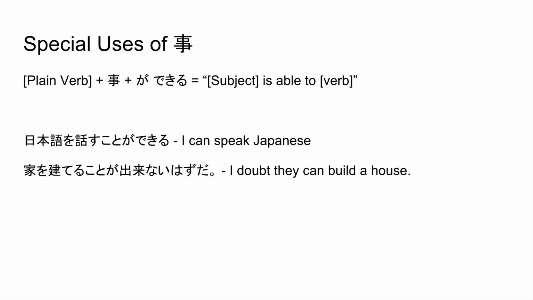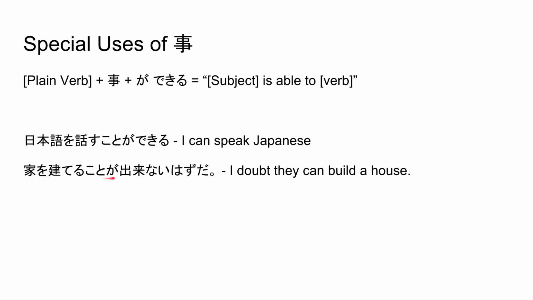Alright, here's another one. Plain verb, koto ga dekiru. This is just a fancy way of saying you're able to do this. You're able to do whatever the clause is. Nihongo o hanasu koto ga dekiru. I can speak Japanese. So nihongo o hanasu, to speak Japanese. Koto, the speaking of Japanese, ga dekiru, is able to be done. I am able to speak Japanese.